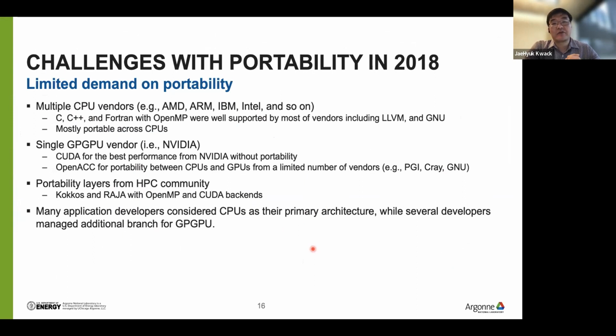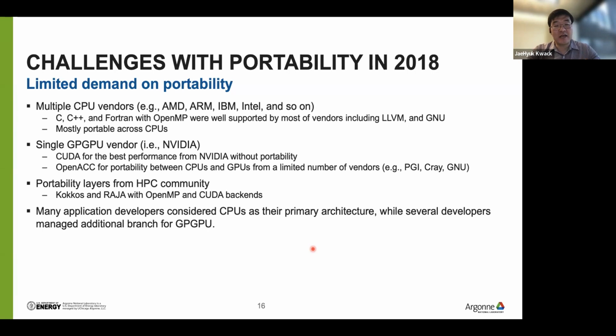Compared to now, we saw limited demand for portability, because in the 2018 timeframe we had multiple CPU vendors, which are AMD, ARM, IBM, Intel, and so on. In general, C++ and Fortran with OpenMP were well supported by most vendors, including LLVM and GNU, right? So on the CPU side, we think this is mostly portable. And then we have another species, the single GPU vendor, which is NVIDIA. We had only one GPU vendor.